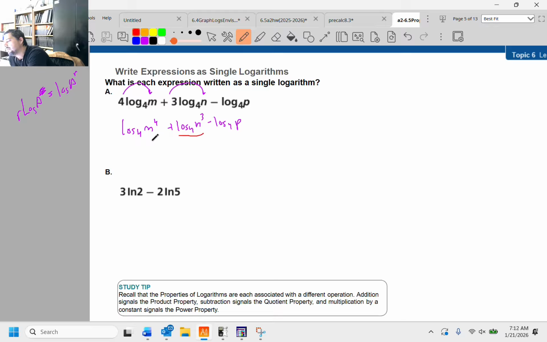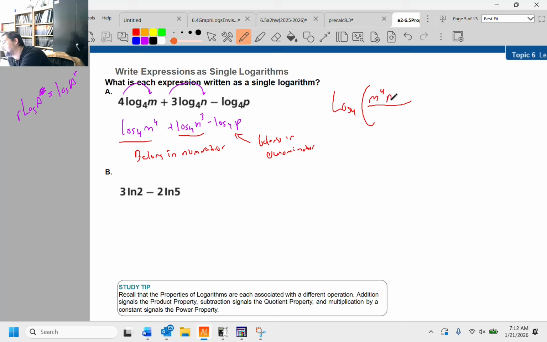Now, these two logarithms are positive. They belong in the numerator. This guy is negative. It belongs in the denominator. So we're going to have a single logarithm. Her base is 4. In the numerator, we're going to contain m to the 4th and n cubed, and they are multiplied together. There's no addition. And the denominator has that lonely p. Ta-da!